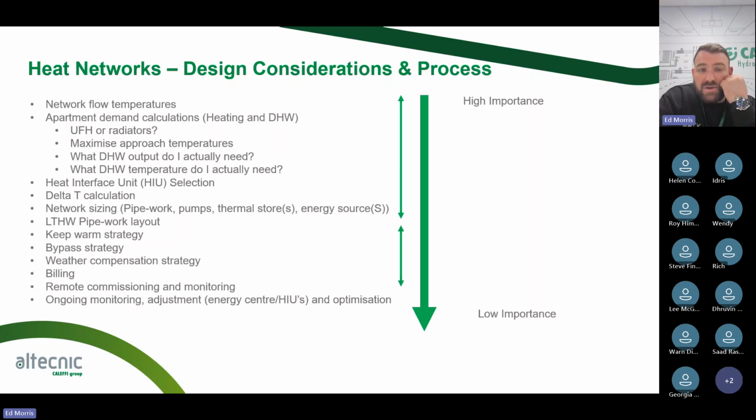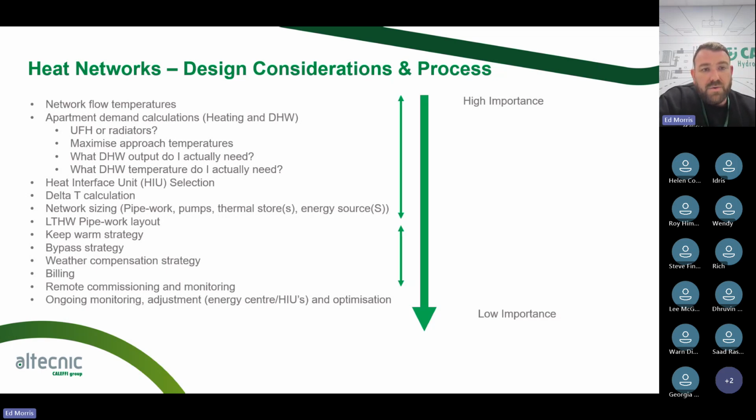The heat interface with the HIU selection. Have you got the right HIU for your build? Delta T calculations are important. So you've got to design your system based on your delta Ts. Good design then will allow you to do that. Network size, and that comes from pipework, pumps, thermal stores, energy stores, energy source or sources. We looked at that before, how we size the energy source.